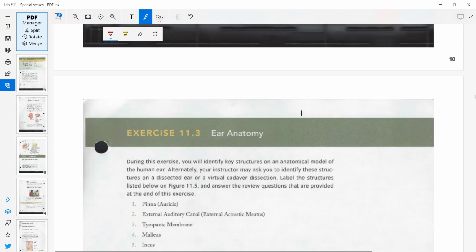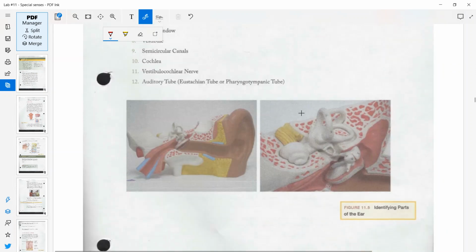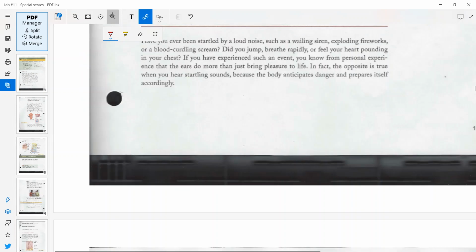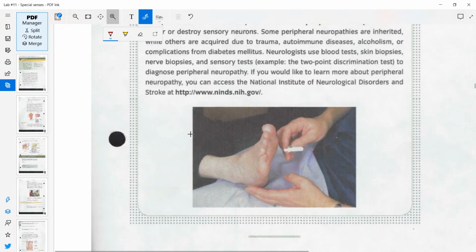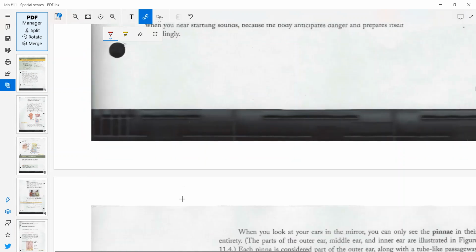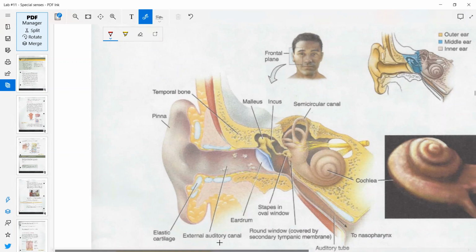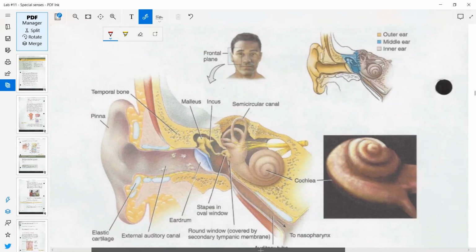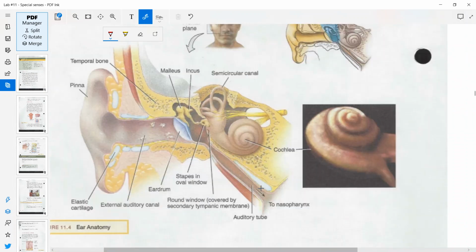So now we go on to hearing. And here let's do some labeling. Okay. So we've got an ear. Okay, we've got an ear here. I'm going to make it larger. Okay. So let me see if I can move. Yeah, I can do this.